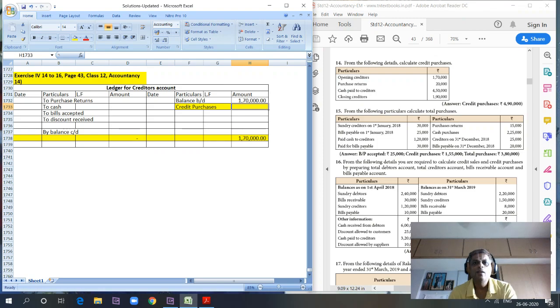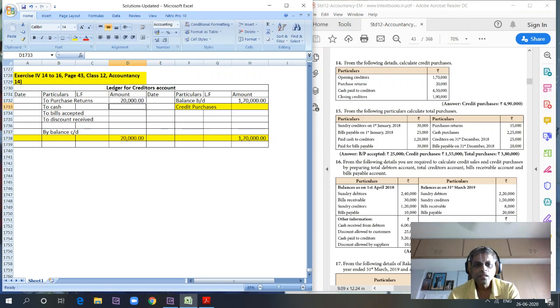Students, these are all probably 1 mark questions. Problem number 14 should be a 1 mark question. Problem number 15 should be a 2 mark question. So we have to practice this more and more so that we get that speed. In the exam, you have to complete a certain number of questions within a certain time, right? The question becomes more familiar and then easy to solve, right? Practice is more important. Opening creditors 1,70,000, purchase returns 20,000.